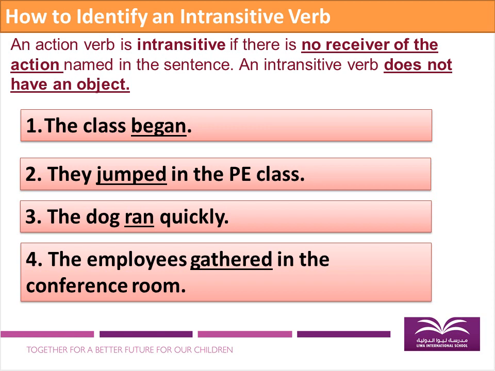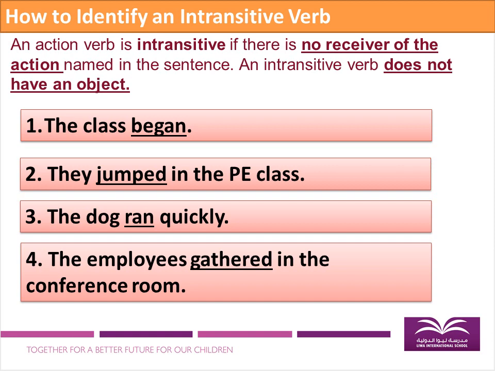There is no receiver of the action. Let us ask what? The employees gathered what? Can we get the answer of what here? No. The employees gathered who? Do we have the answer for the question who here? No. So, this gathered is an intransitive verb. Again, you might be asking, in the conference room, what is this then? This is an example of a prepositional phrase. This is not an object.